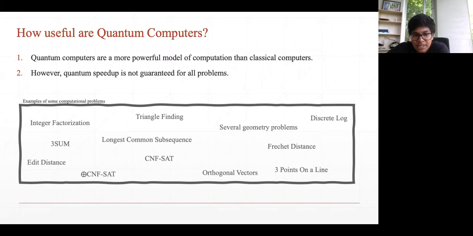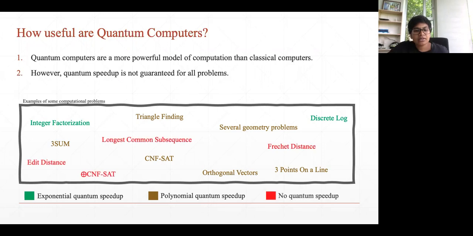Say for problems like integer factorization and discrete log, we have quantum algorithms that are exponentially faster than the classical ones. But for problems like triangle finding, tree sum, orthogonal vectors, the quantum algorithms that we currently have are just quadratically faster. And for problems like longest common subsequence, edit distance, we don't even know of any quantum speedup yet. So it would be nice if in some way we are able to know for which kind of problems we have a quantum speedup, and if at all we do have some quantum speedup, then by how much.